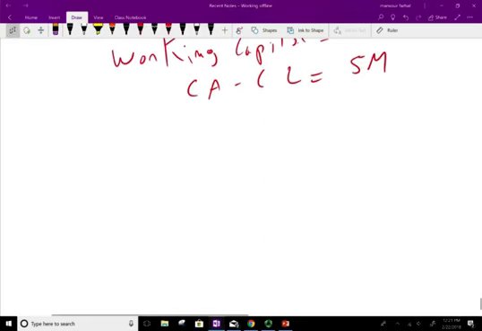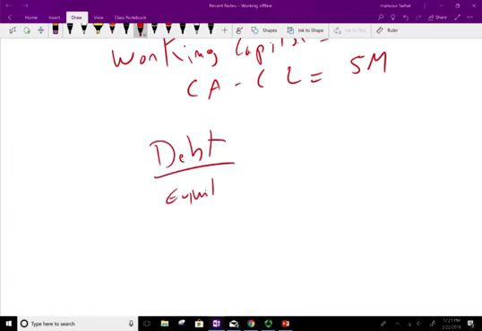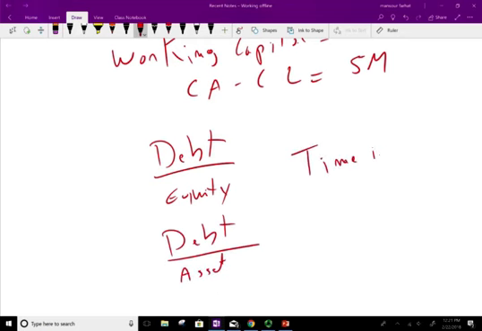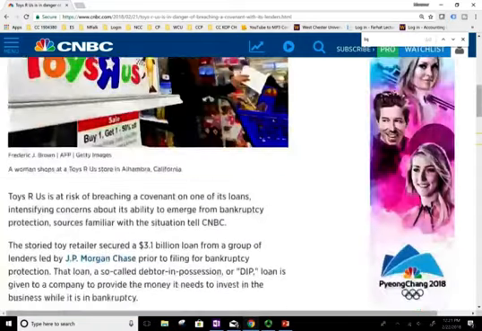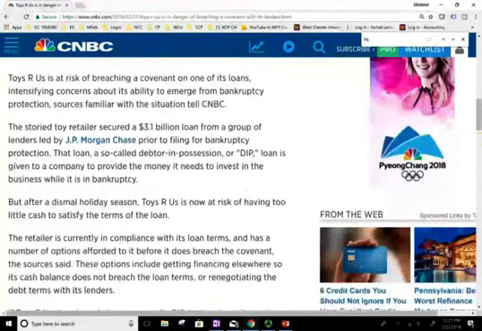Or they might ask you to maintain a certain debt to equity ratio. Or they might ask you to maintain a certain debt to asset ratio. Or they might ask you to maintain a certain times interest earned ratio. We don't know what the agreement is between Toys R Us and DIP, which are the lenders, but the point is those ratios. If you read the article, it says there are some indications, we don't know what the indications are, that they are in breach of the agreement.